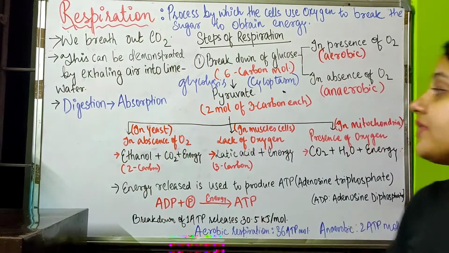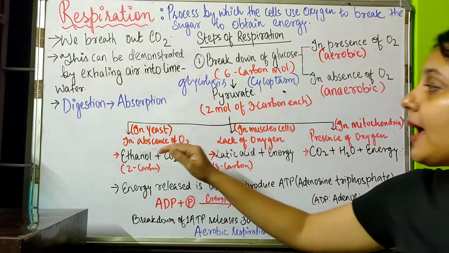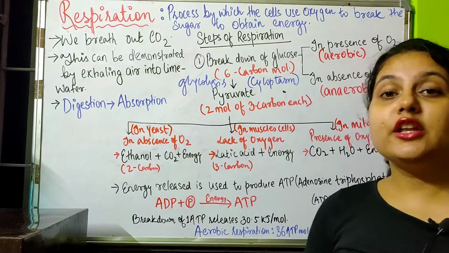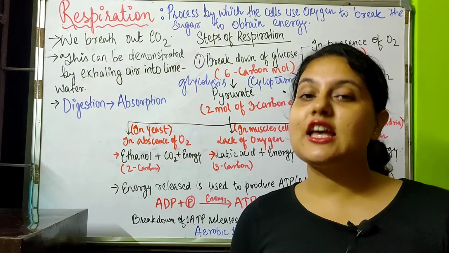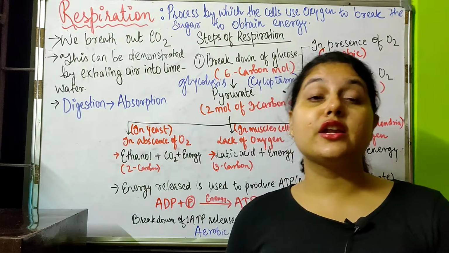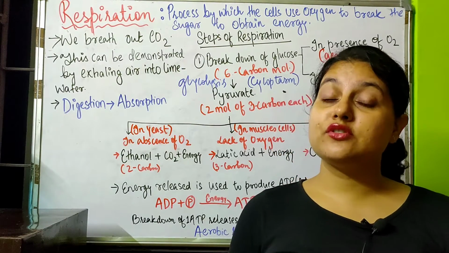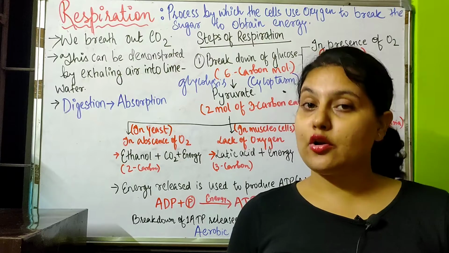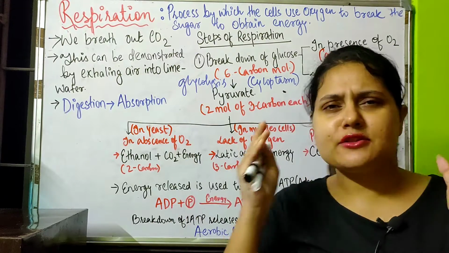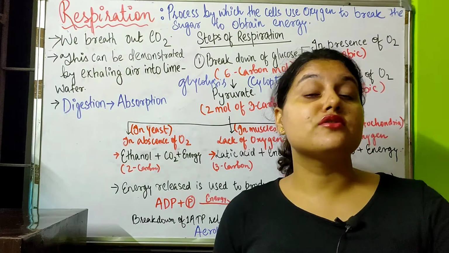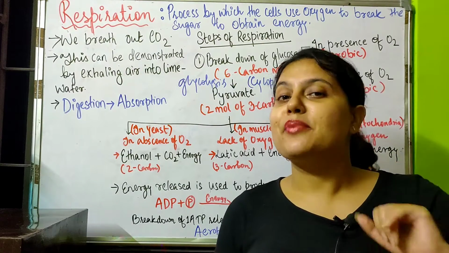Here in the first case, what is happening? In the absence of oxygen, the example we are studying here is yeast. In your book, the example of yeast has been given. Apart from yeast, there are other small living organisms such as some bacteria which can also respire anaerobically. But here we are especially studying yeast. When it respires in the absence of oxygen, what will be produced?